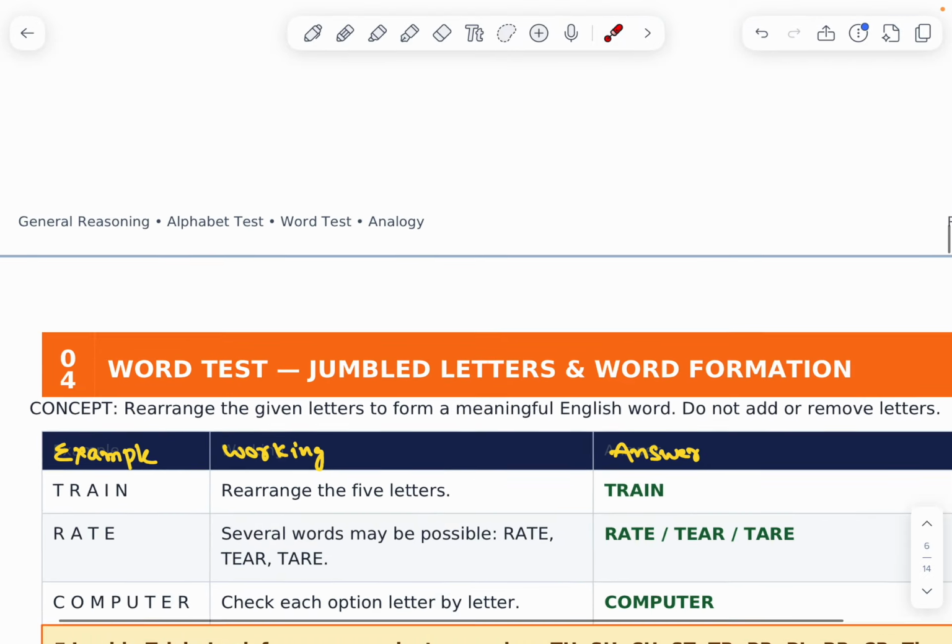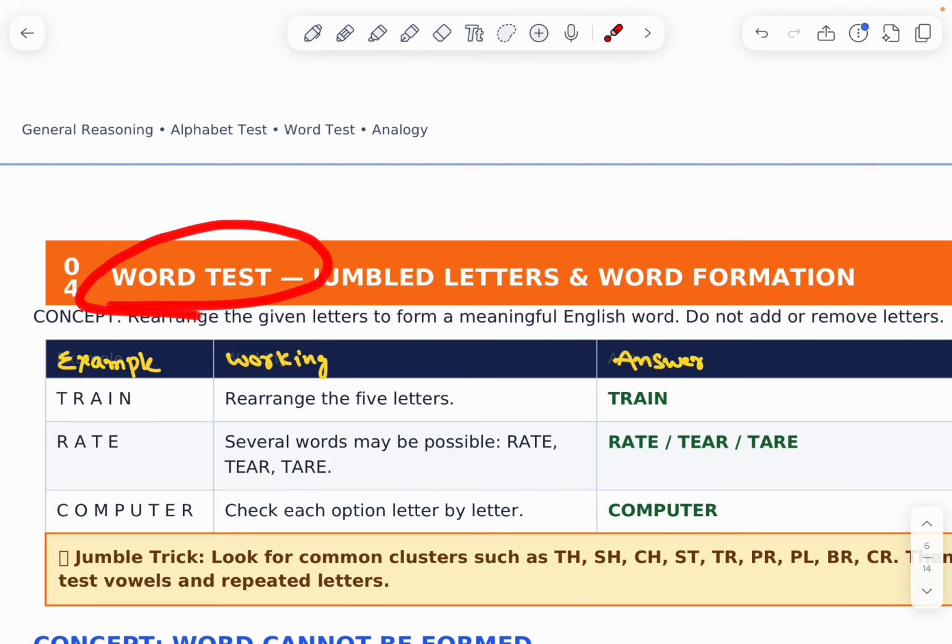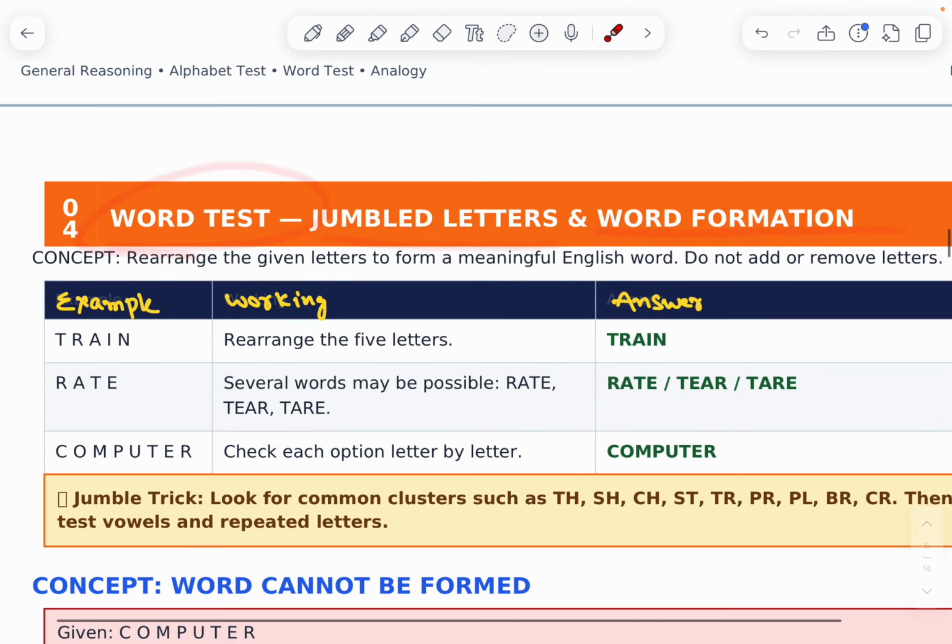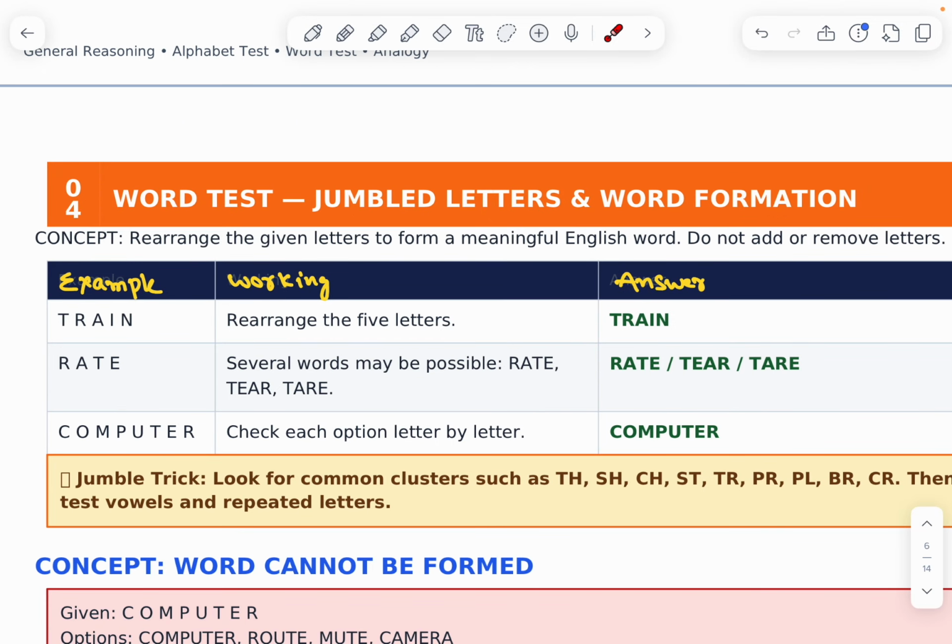Next. Word test: jumbled letters and word formation. They give one letter train and ask you to rearrange these 5 letters. Train. But is it a meaningful word or a non-meaningful word? Suppose they are asking for the meaningful word, you can write it. Non-meaning arrangements are much more. There is only one answer, that is train.